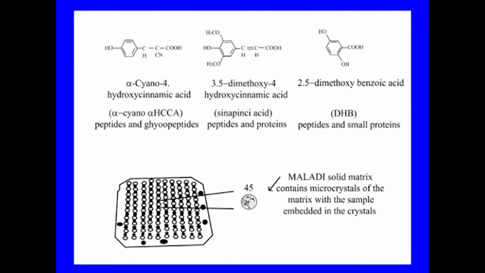So, here there are some common MALDI matrices, like hydroxycinnamic acids, for example alpha-cyano-4-hydroxycinnamic acid, 3,5-dimethoxy-4-hydroxycinnamic acid and 2,5-dimethoxybenzoic acid, which are utilized. These are for different things like peptides, or peptides and small proteins. This is the MALDI solid matrix, which contains microcrystals of the matrix with the sample embedded in the crystal.